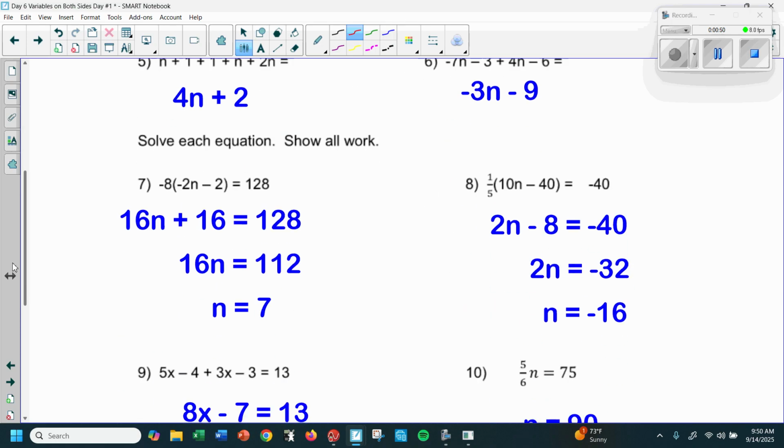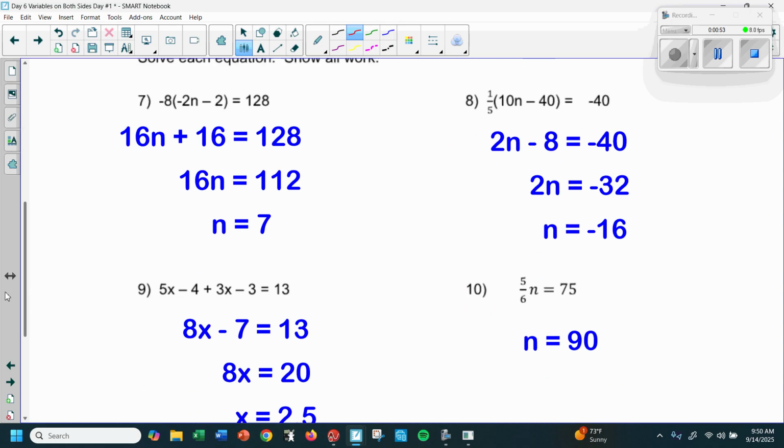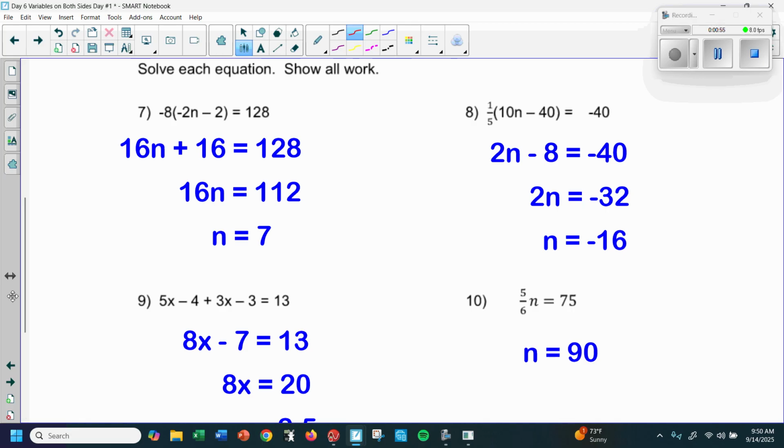Okay, here's the bottom part. Again, first thing you would do is distribute the -8. That's where this came from. Then you just solve a two-step equation. If you're adding 16, subtract 16, and if you're multiplying by 16, divide by 16. Okay, again, distribute. You would solve it.